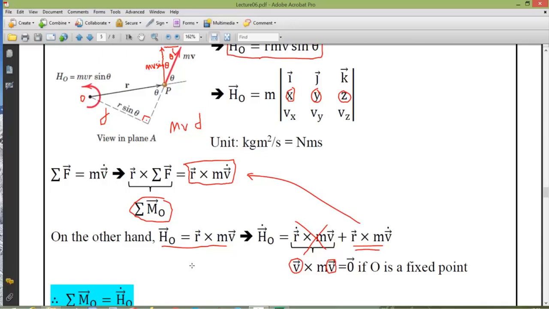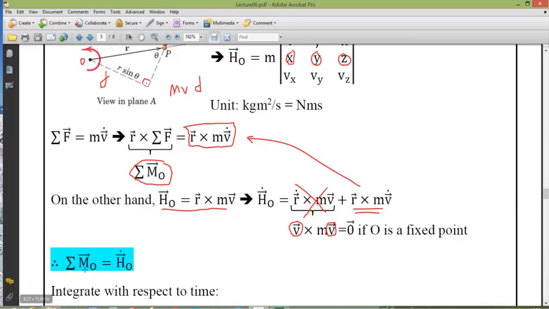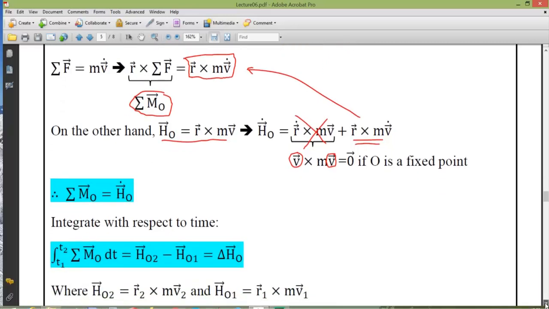So now we can say the summation of moments acting on a particle calculated about point O is equal to the time rate of change of the angular momentum. This h dot O is the time rate of change of the angular momentum calculated about point O.